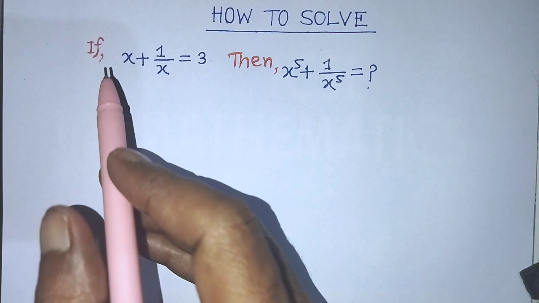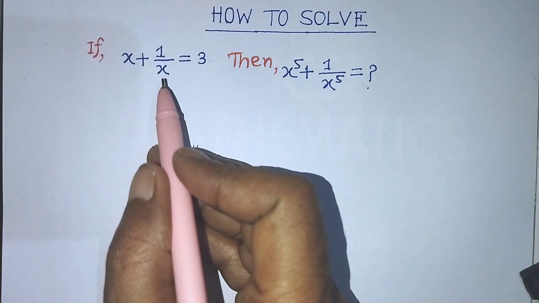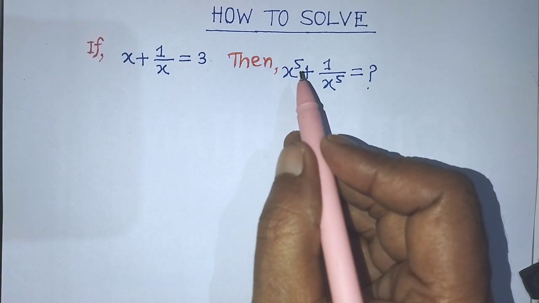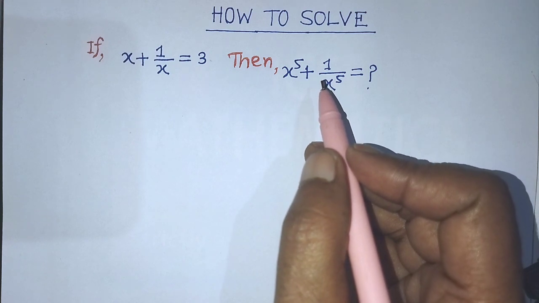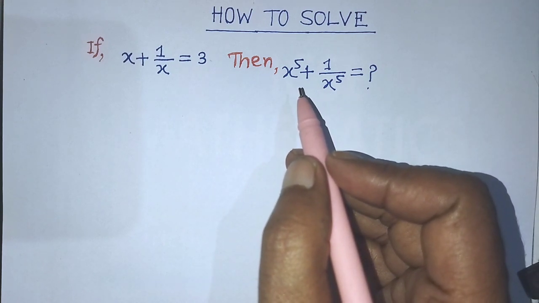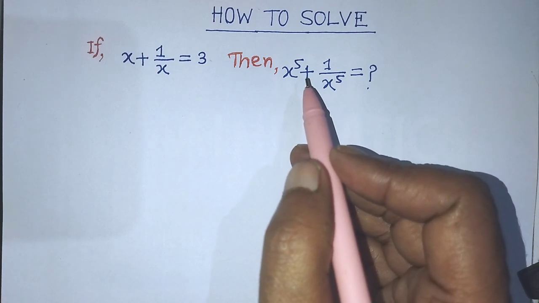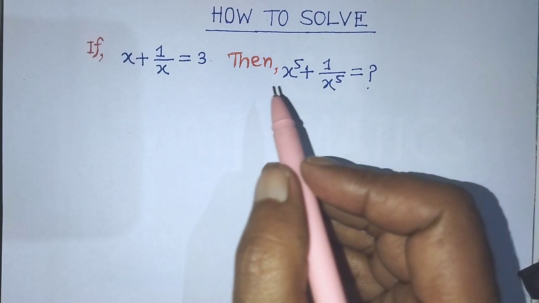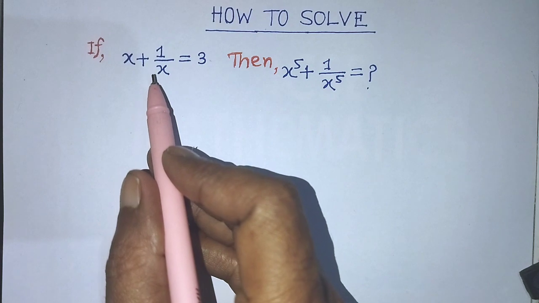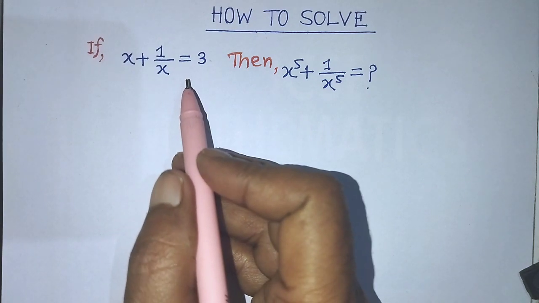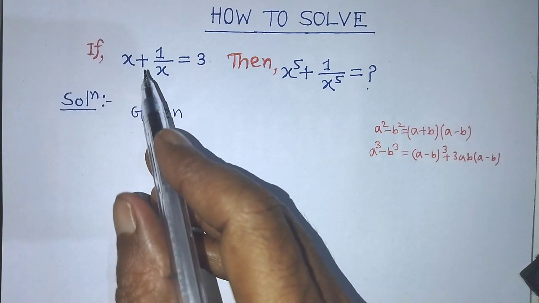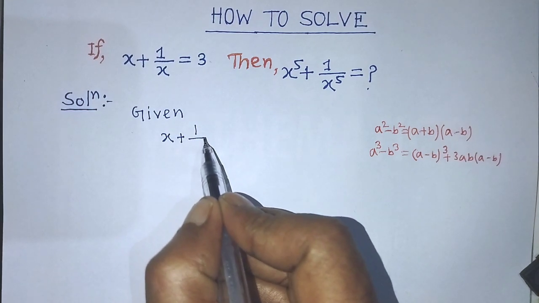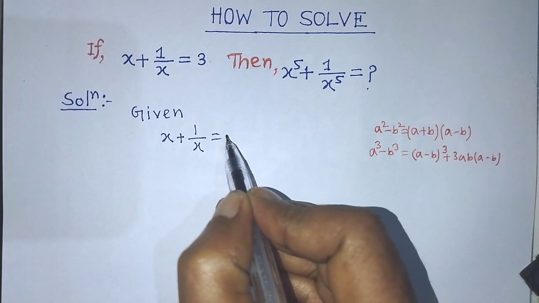So student, today our question is: if x plus 1 over x is equal to 3, then find the value of x to the power 5 plus 1 over x to the power 5. Today in this video I will tell you how to find the value of x to the power 5 plus 1 over x to the power 5 from the given equation x plus 1 over x is equal to 3. So my dear student, our given algebraic equation is x plus 1 over x is equal to 3.